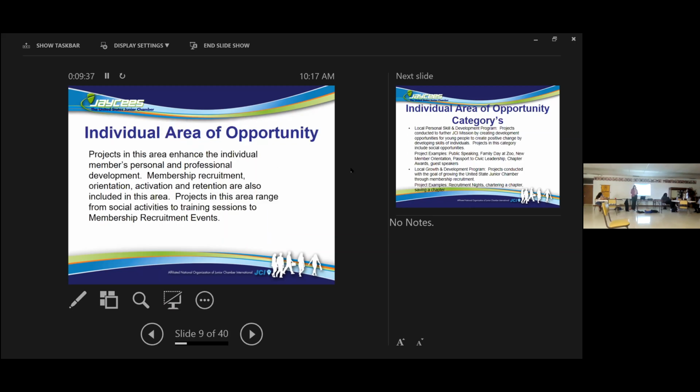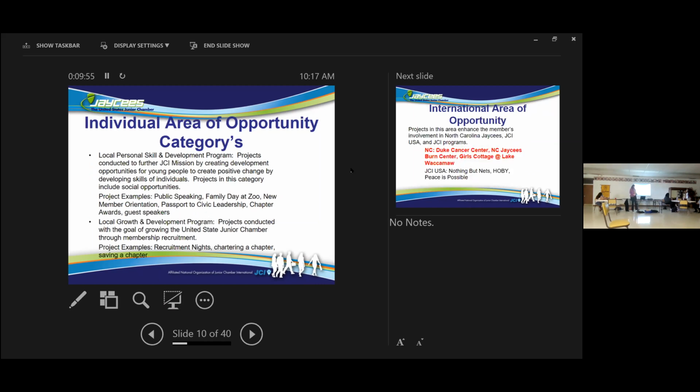So the next pillar is the individual area or the membership area. This is another straightforward area that involves all your membership recruitment events, but also your retention events, the social aspect of the organization. And then you can see how this is broken down with your personal development events, and then also your retention and recruitment events. I joined the organization for this area because I gravitate towards the personal enrichment type events and all the different types of seminars that the chapter held.